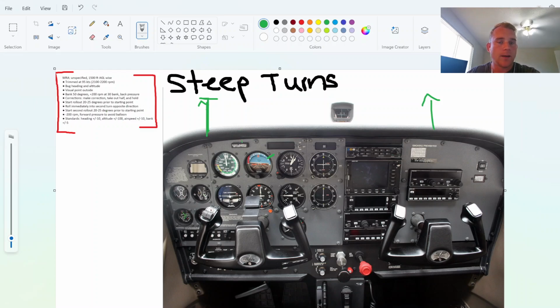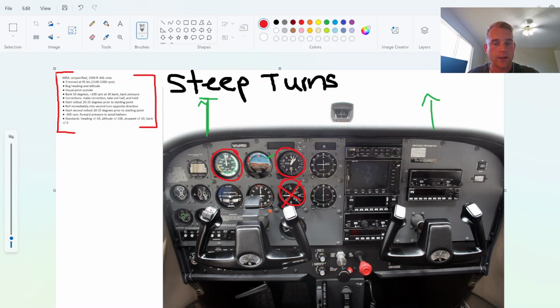The instruments that I'm mostly looking at when I'm performing this maneuver are my airspeed indicator, my bank angle, and my altimeter. I do not want you guys looking at the VSI at all. Why? Because there is a 5 to 7 second delay in the reading on the VSI.